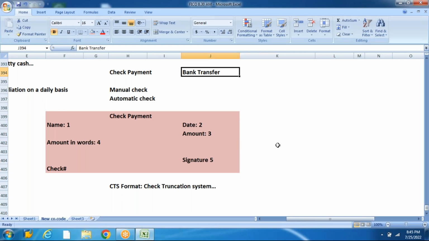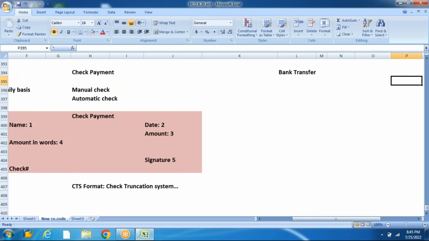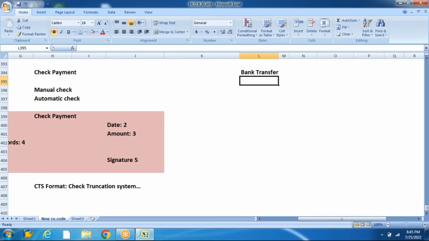Any questions on check? No, sir. Now, when I do a bank transfer, what information is needed? Bank transfer, again, there are two types. I can do a manual transfer, agree? Or an automatic transfer.